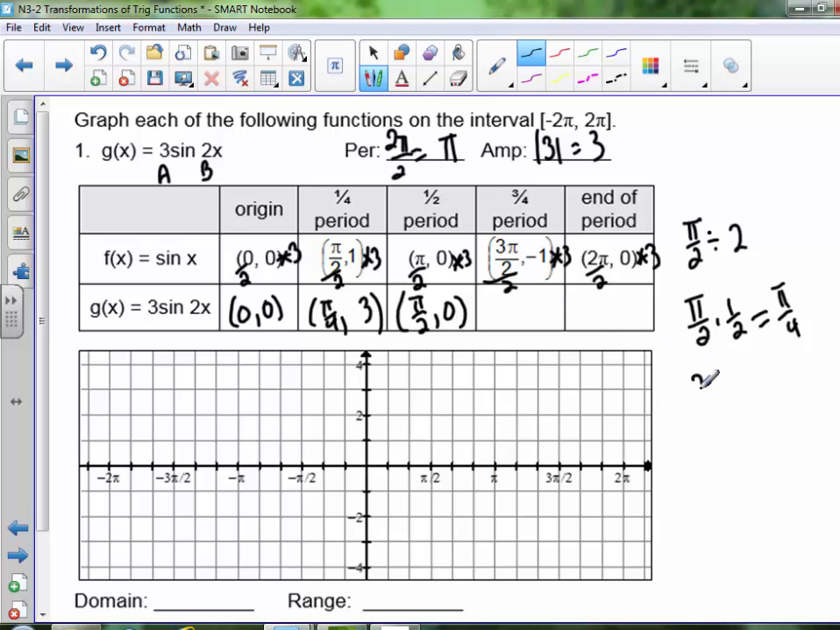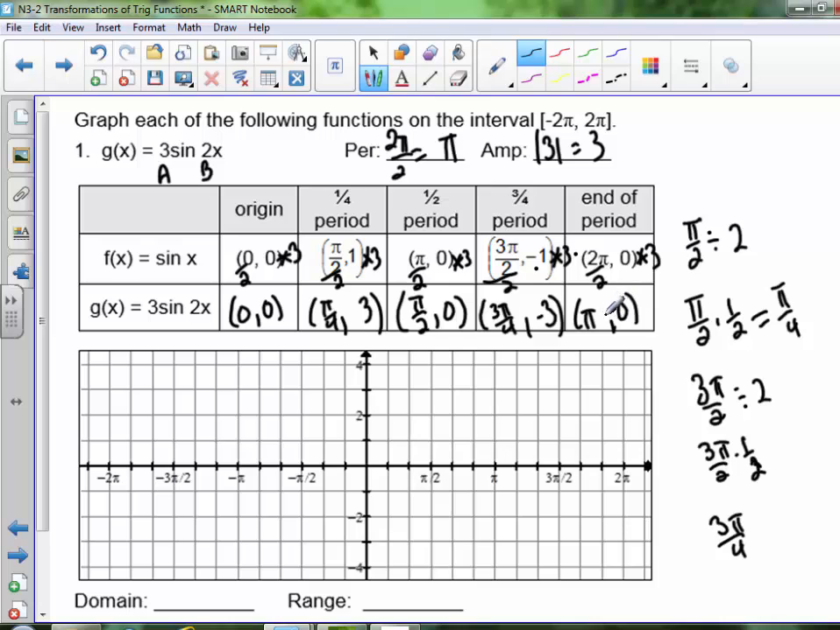That one I'm going to bring off to the side. 3 pi over 2 divided by 2 is 3 pi over 2 times 1/2, which gives us 3 pi over 4. And then negative 1 times 3 is negative 3. 2 pi divided by 2 is pi, and 0 times 3 is 0.